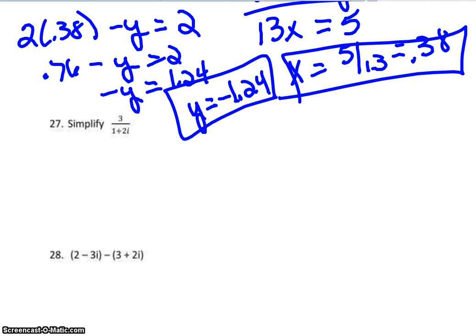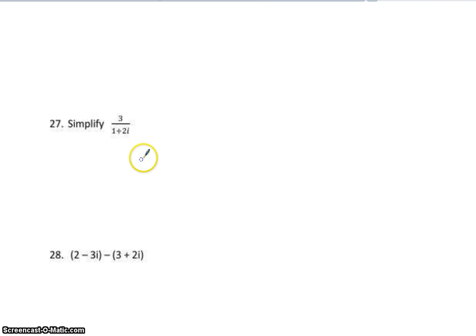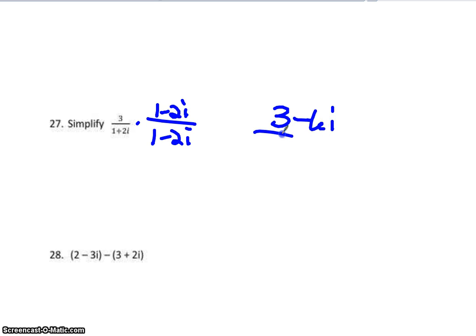27 wants you to simplify. You cannot have an i in the bottom, so you're going to multiply the top and the bottom by the conjugate of the bottom. So the conjugate, you just change the sign. So it's 1 minus 2i over 1 minus 2i. On the top, you're going to distribute, and you get 3 minus 6i. On the bottom, you're going to do first minus last.